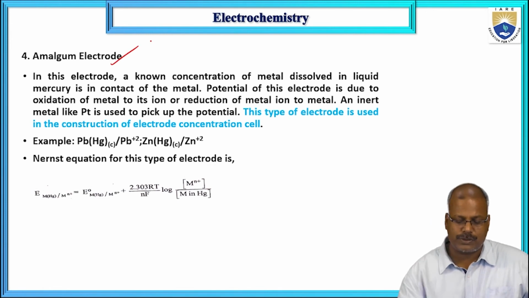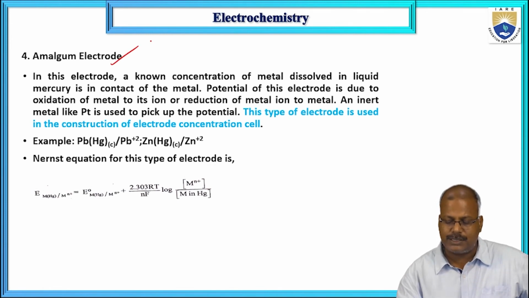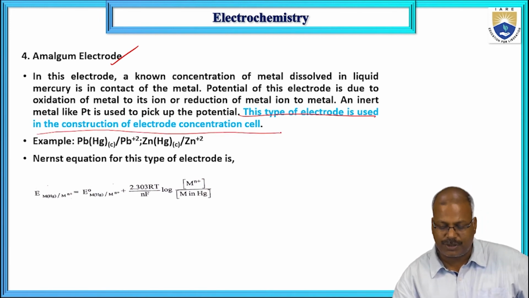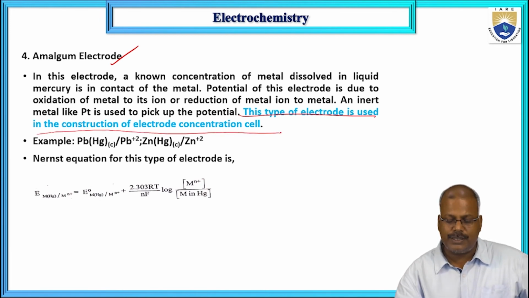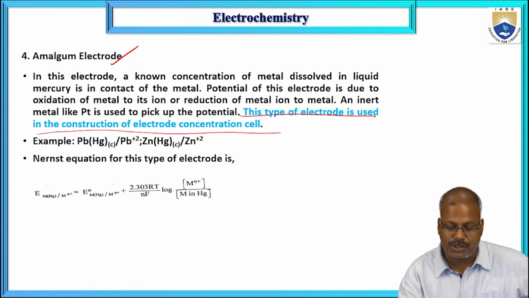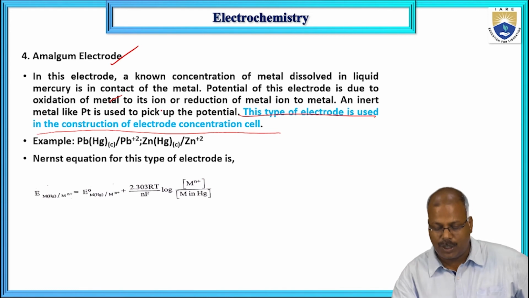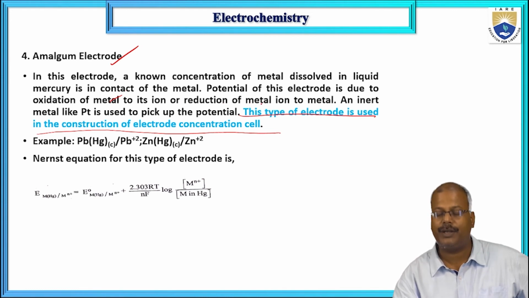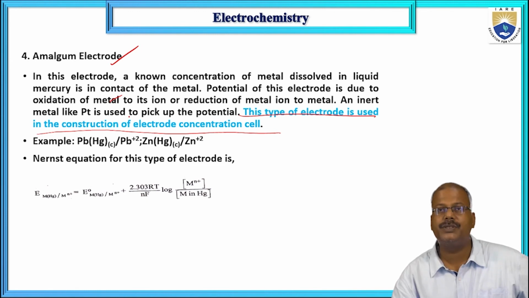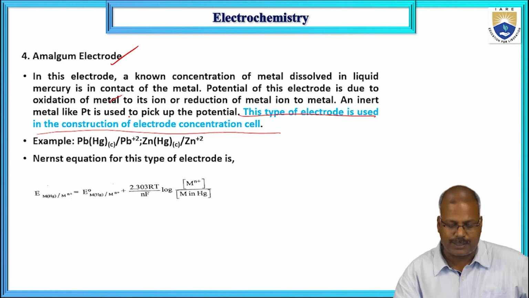Amalgam electrode. This is the type of electrode which is used in the construction of electrode concentration cell. In this electrode, a known concentration of metal dissolved in liquid mercury is in contact with the metal. So the potential of this electrode is due to the oxidation of metal to its ion or reduction of metal ion to metal. An inert metal like platinum is used to pick up the potential.